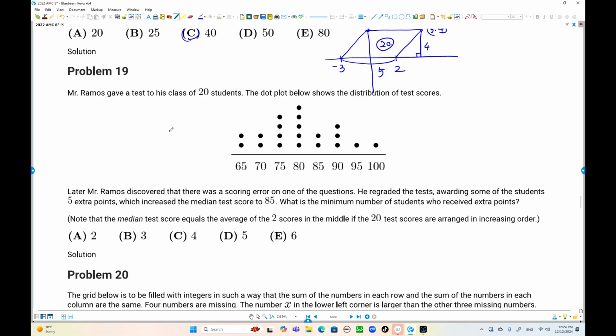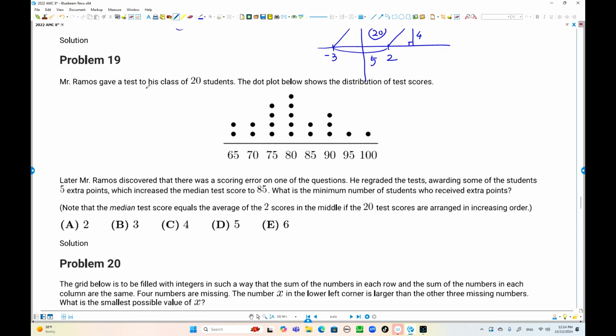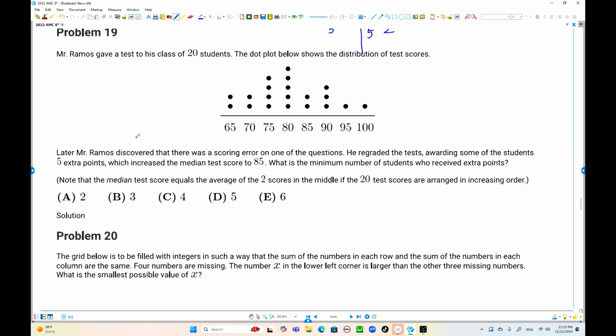Number 19. So we have a test with 20 students. The dot plot below shows the distribution of test scores, right? Okay. So there must be some error there. Okay. 5 students have some error. They were given 5 extra points.